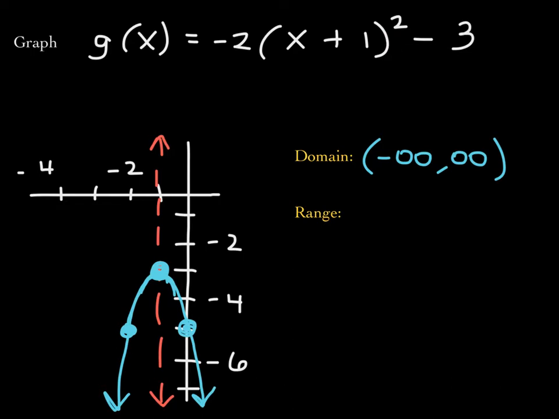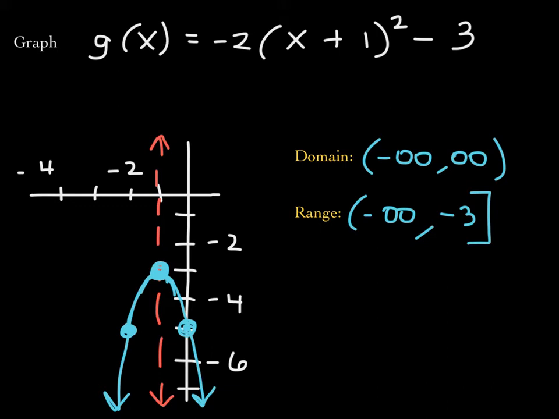Now the range, on the other hand, it's a set of your y values, and this is going to change, all right? So you read it from the bottom to the top. How low is this going? It's going low forever, right? So it's going from -infinity is the first thing I write, all the way to the highest point. The highest point is the vertex, and we already located the y value at this vertex is -3. So the highest point is -3. We call that the maximum.